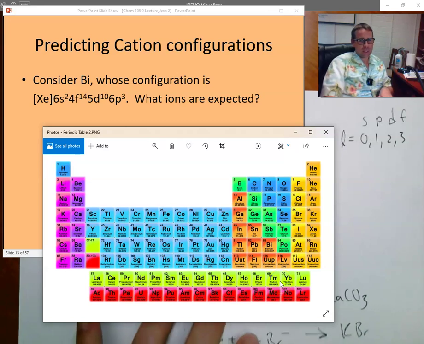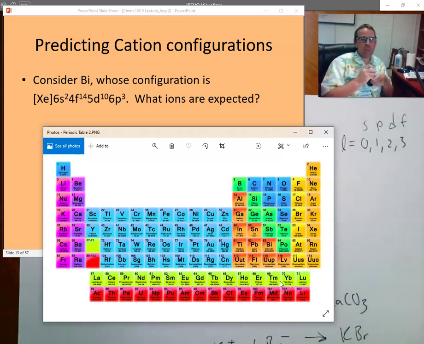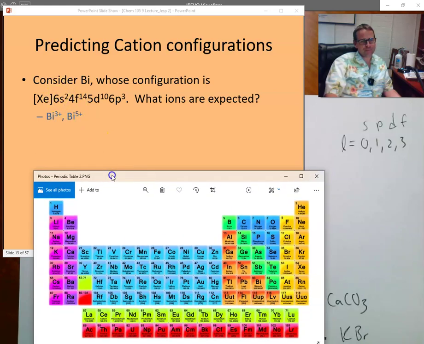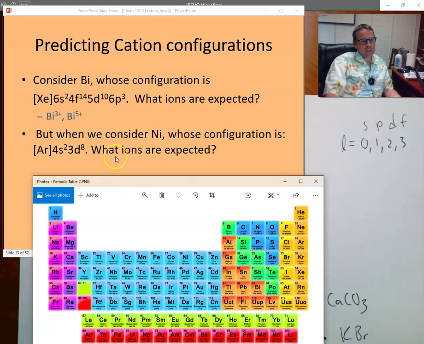All right. Excellent. So the P, or the L equal 1, is higher in energy than L equals 0. Okay, so the 6p3s are then the highest in energy. And we might not be surprised that bismuth forms a +3 ion by losing those 6p3s, and then it also forms a +5 ion by losing that 6s2. All right? Now, let's look at nickel.